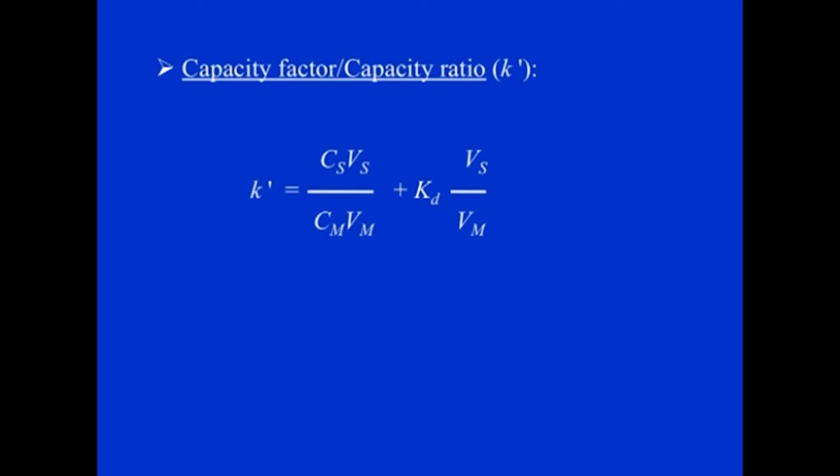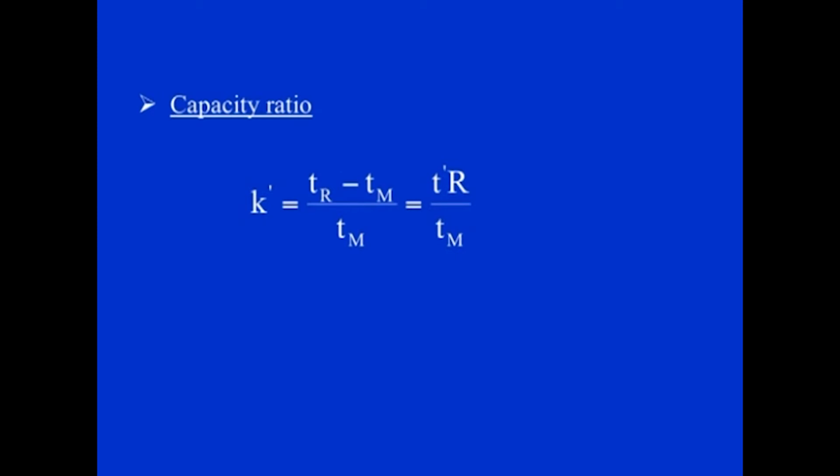Vs is the volume of the stationary phase and Vm is the void volume, and this ratio is also called the volumetric ratio, Vs upon Vm, which is given here. So, capacity ratio is an important factor.